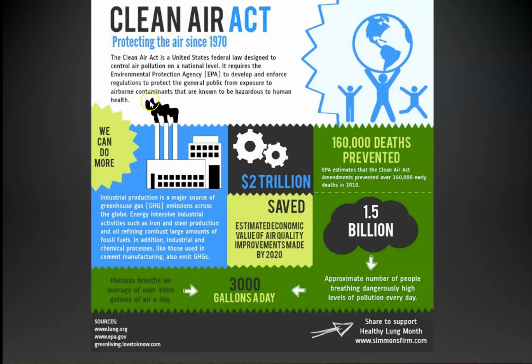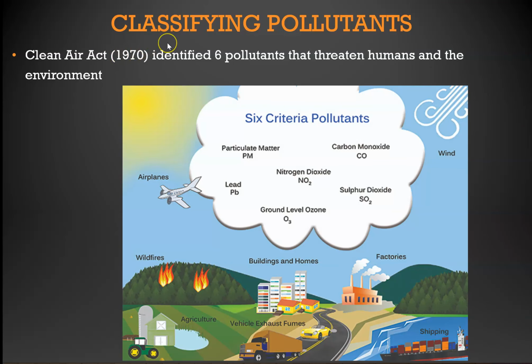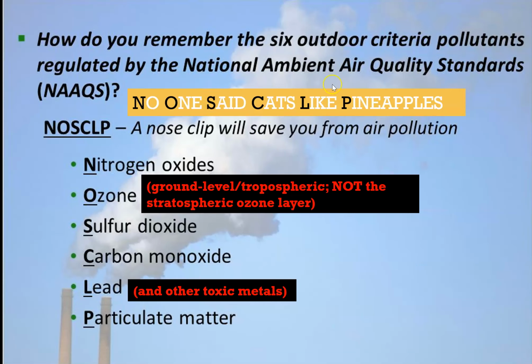The Clean Air Act that I just talked about identified 6 key pollutants that threaten us and our environment. They are really important to know. So these are the 6 right here. We're going to get more into them on the next slide, but just know that these are the 6 key pollutants. So you might ask, how do you remember these 6 pollutants?